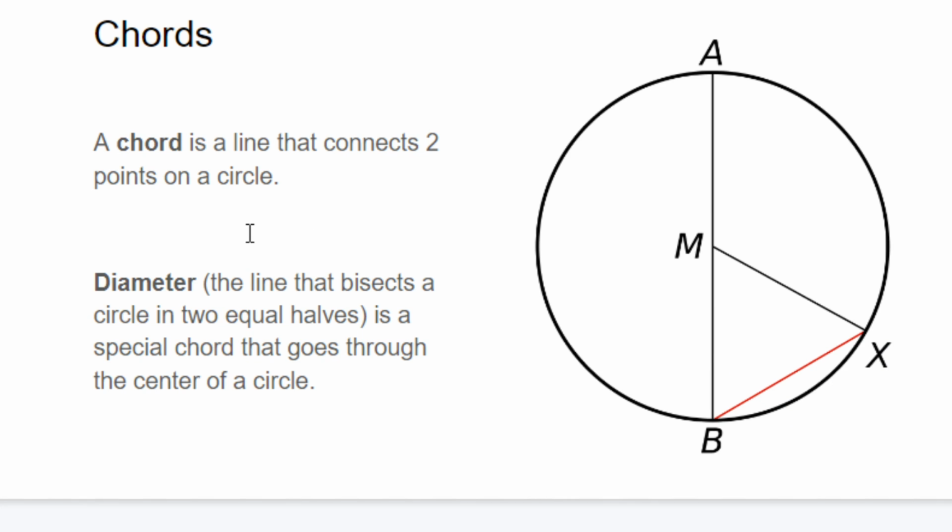Okay, so the diameter, you guys probably are familiar with, is the line that bisects a circle in two equal halves. So it splits the circle into two equal halves. That's AB. And it's a special type of chord. It goes through the center of the circle, in this case M. You'll notice M to X isn't a chord because M isn't a point on the edge of the circle. It's actually the center point. So M to X is actually the radius here. B to X is hitting 2 points, so it's still a chord.